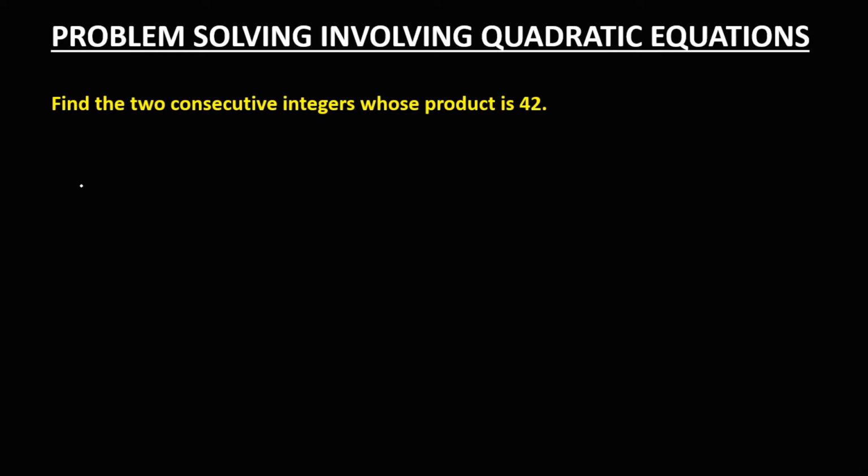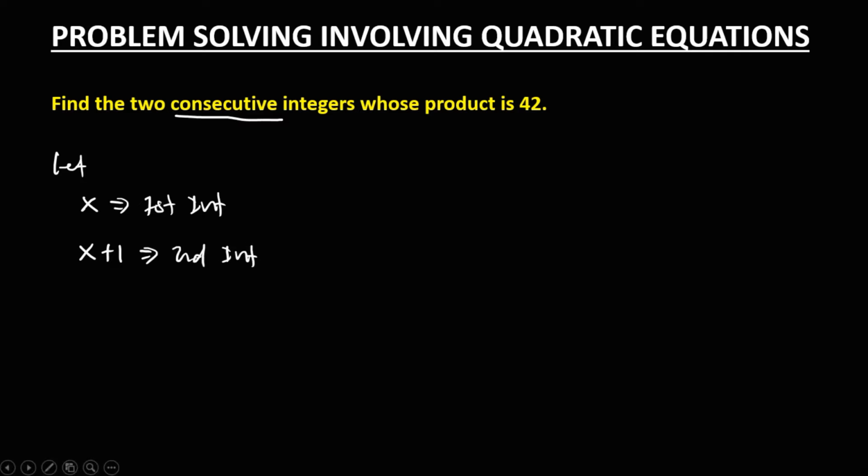Find the two consecutive integers whose product is 42. To solve this problem, we let x be the first integer. Since they are consecutive, x plus 1 is the second integer. Since the product is 42, we have x times x plus 1 equals 42.